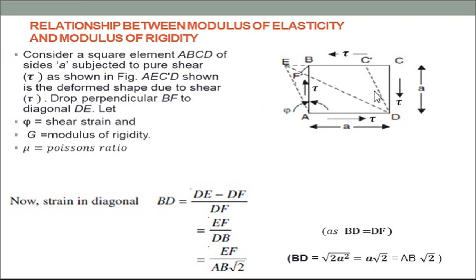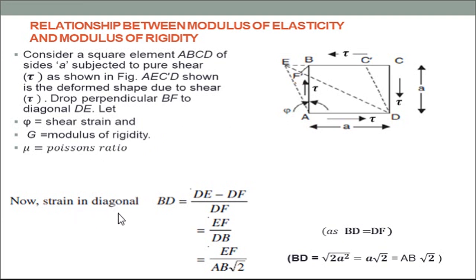BD and AC are the diagonals of this square element. So drop a perpendicular BF. You can see this BF is perpendicular drawn to diagonal DE. Because of the shearing there is a deformation, and that's why there is an elongation or extension of this diagonal. So in this figure, BF is drawn perpendicular to DE. Let phi be given in this figure. Phi is the shear strain, capital G is the modulus of rigidity, and mu is the Poisson's ratio, the ratio of lateral strain to linear strain.